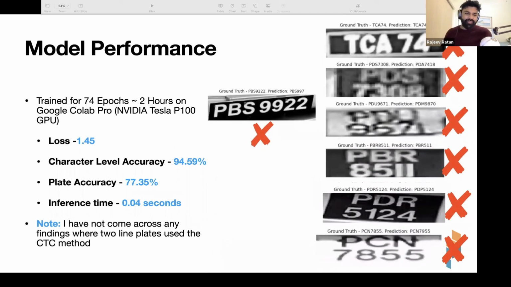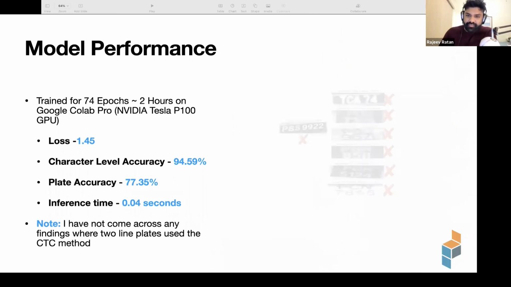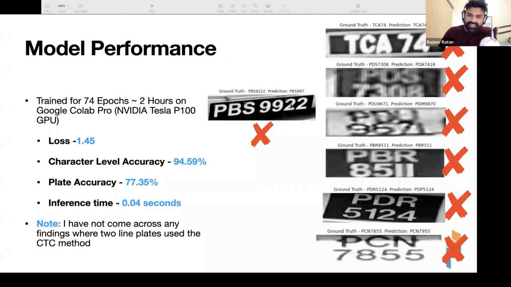However, it doesn't always do too well, because in this one here, which is also slanted, it didn't get it correct. It thought it was PBS 997. So for some reason, it kind of merged these 2 2s into 7, most likely because of the slant in it.